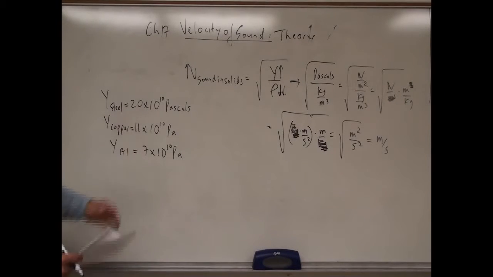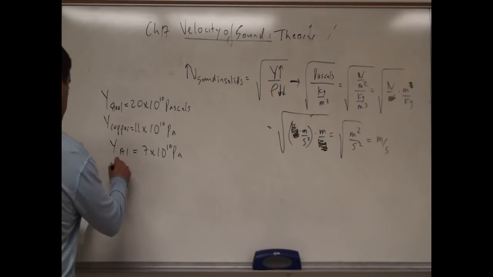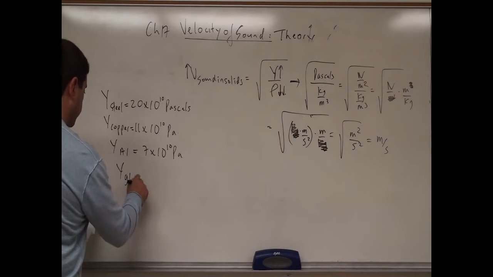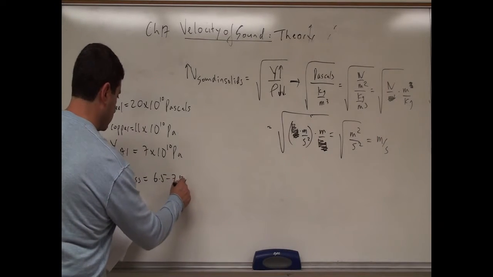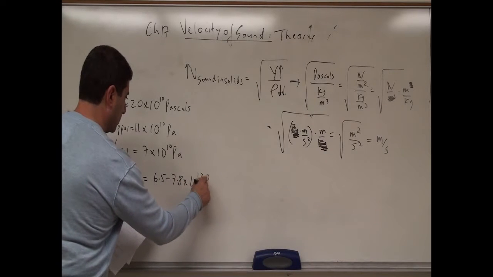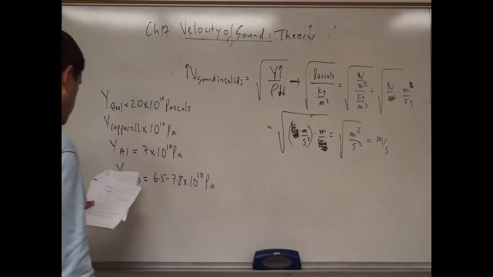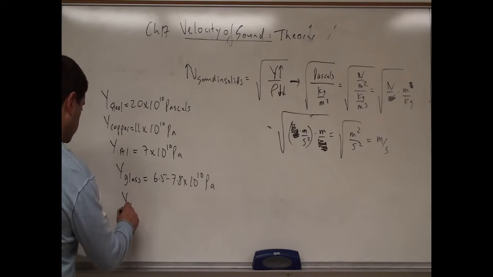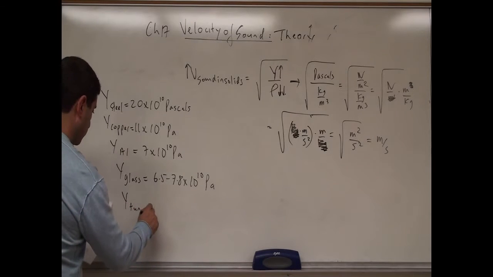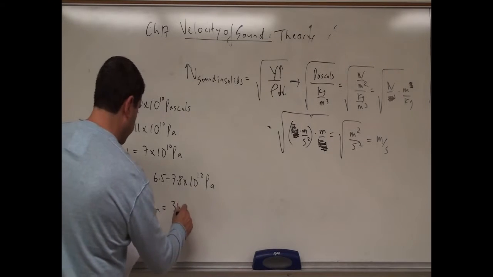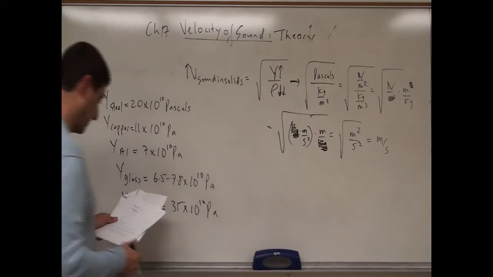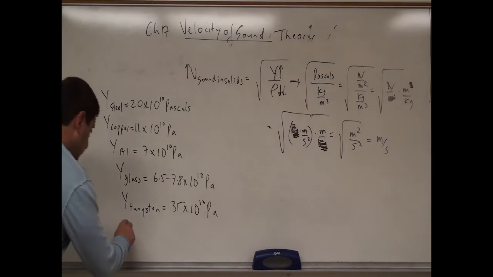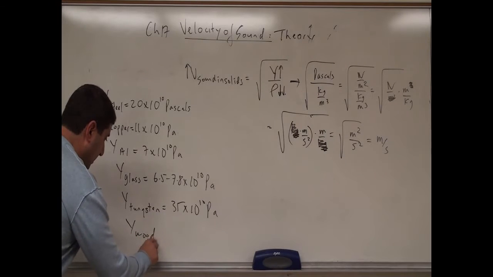So 20, 11, 7. Glass is equal to, depending on the type of glass, 6.5 to 7.8 times 10 to the 10 pascals. And then tungsten is equal to 35 times 10 to the 10 pascals. And then wood, of course, it also depends on the kind of wood.